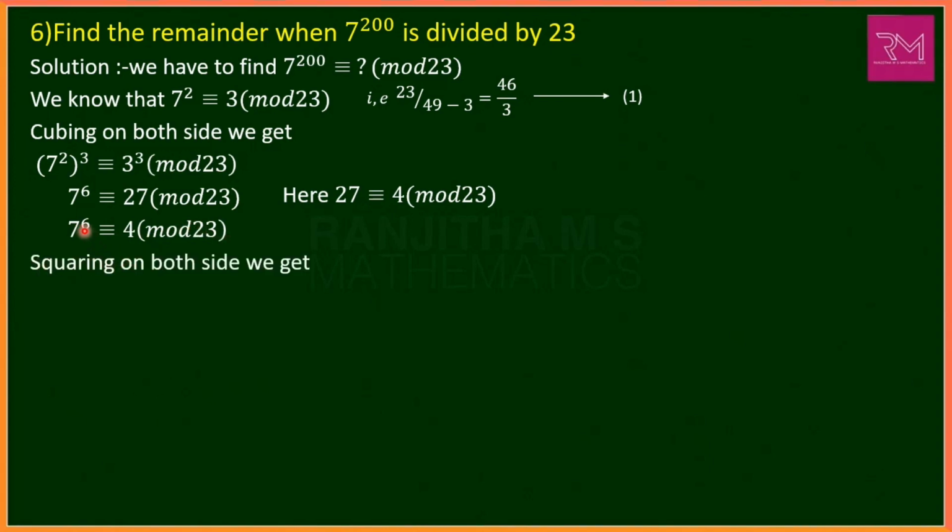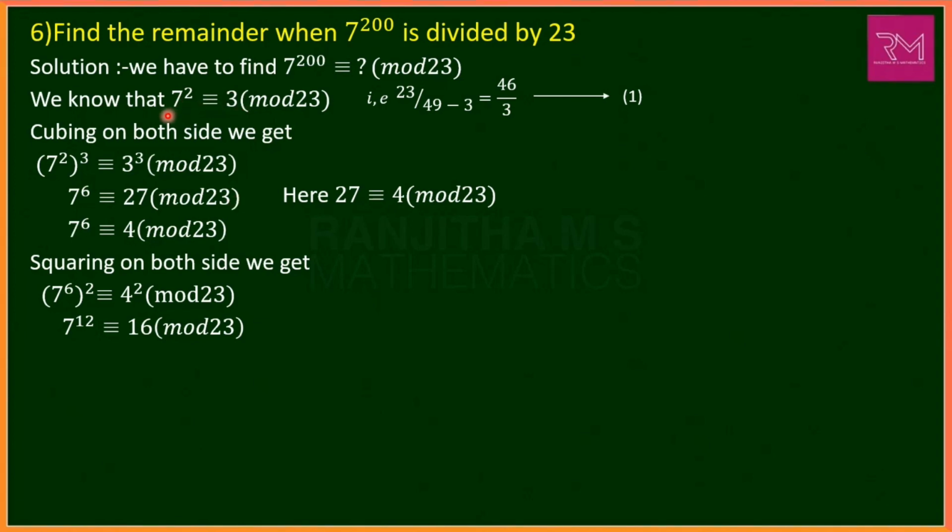Next we square both sides of this congruence. We get 7 power 6 into 2 is congruent to 4 square mod 23. Here 6 into 2 is 12. Therefore 7 power 12 is congruent to 4 square, which is 16, mod 23. Here we are taking these values so that we can achieve 7 power 200.